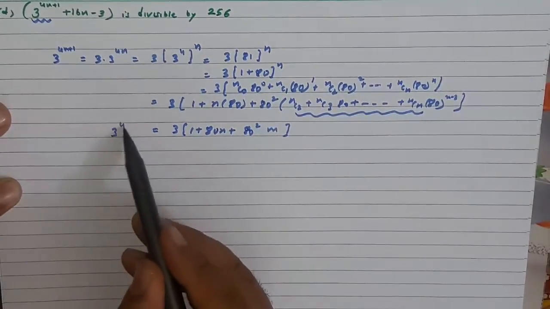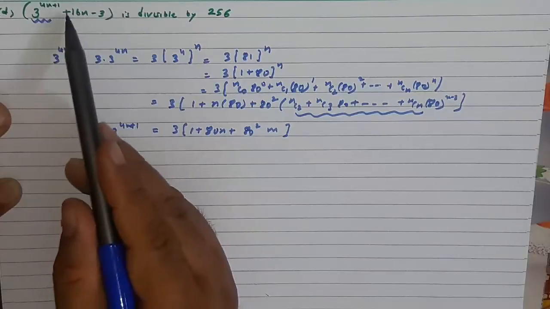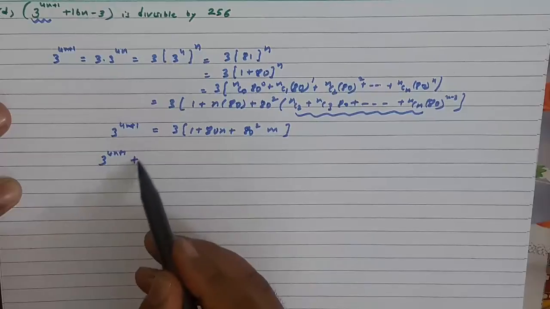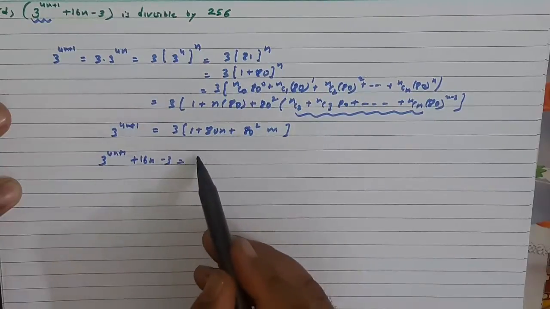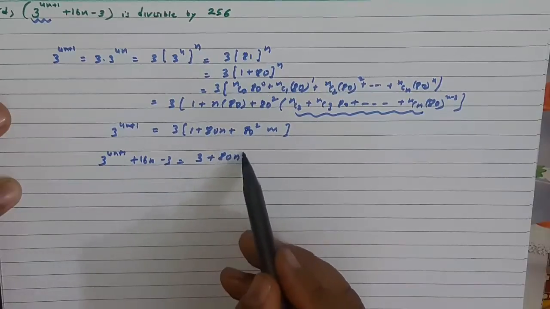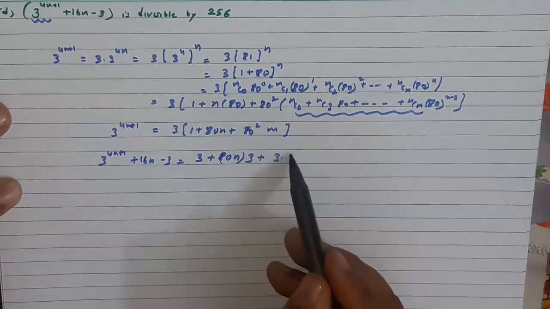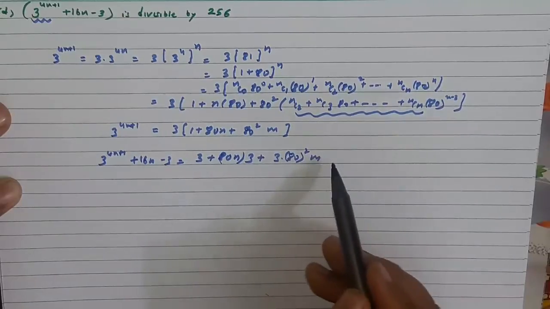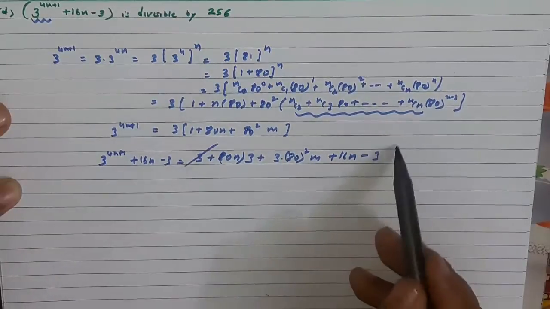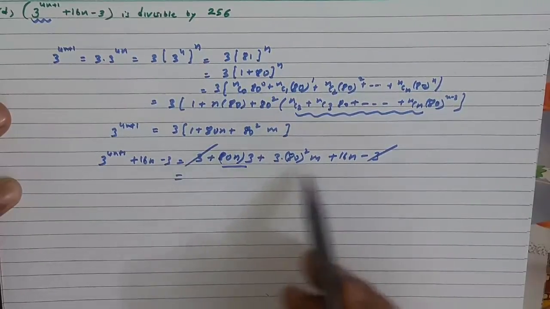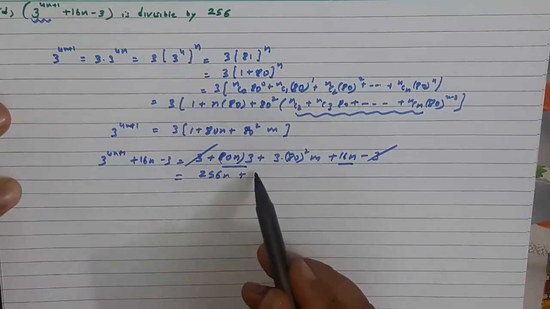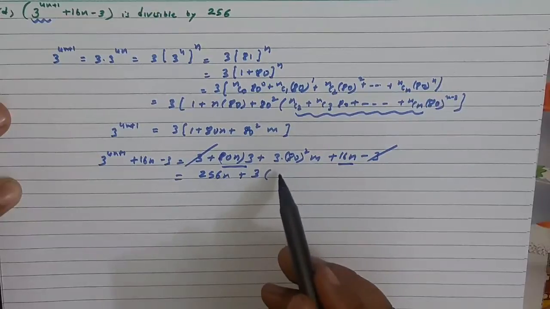This is your 3 raised power 4n+1 only, right? But we want 3 raised power 4n+1 plus 16n minus 3. So, what do we do? 16n or minus 3 kar dete both the side. So, here will be 3 plus 80 into 3 n plus 3 into 80 square m, and plus that 16n only term, and minus 3. So, this 3 3 cancel out. This is 240n and 16n, 240 and 16, 256n plus this is your 3 into 80 square.